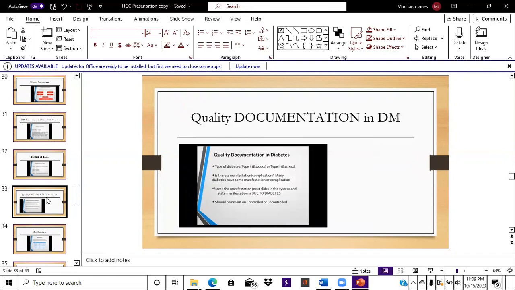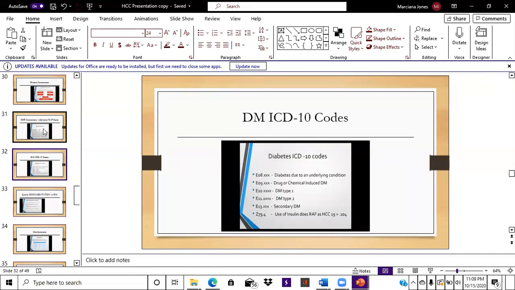Once you're learning more about HCC coding, or if you're already an HCC coder, once you're being repetitive, it'll just come like second nature, like riding a bike or cooking the kids some dinner or whatever the case is, it'll just come natural. So here are some DM ICD-10 codes.